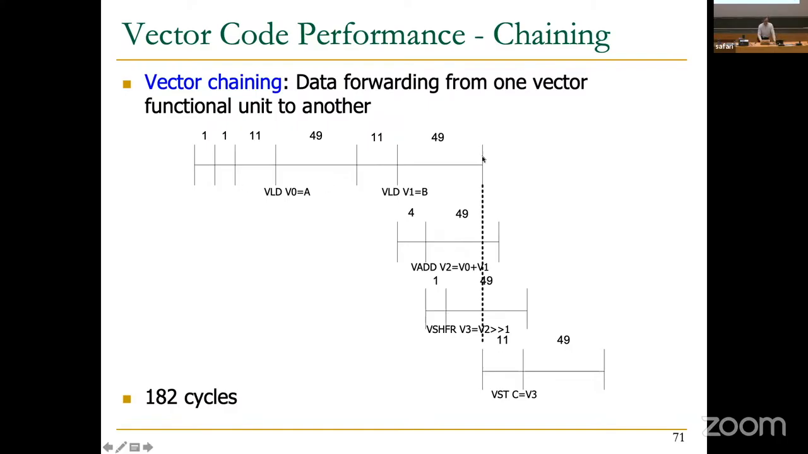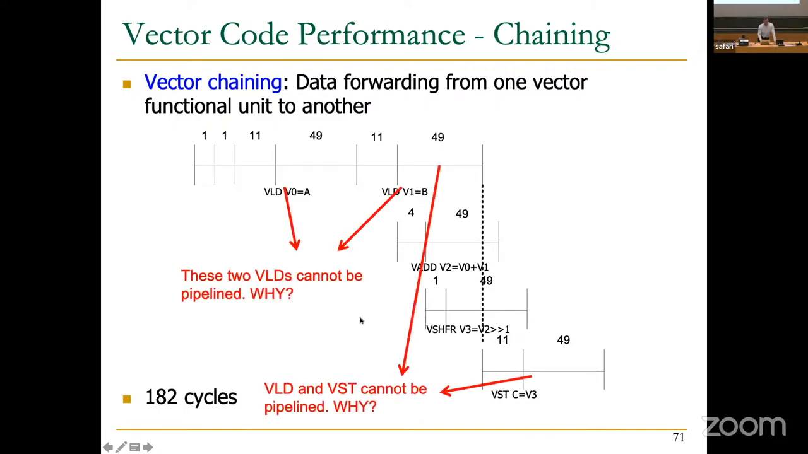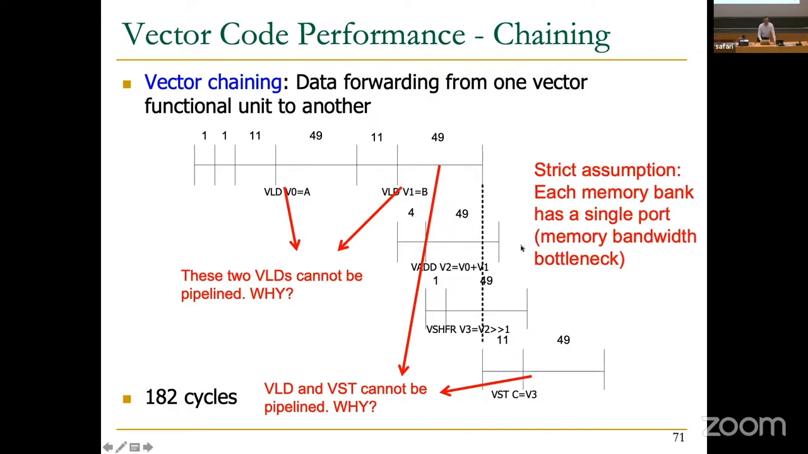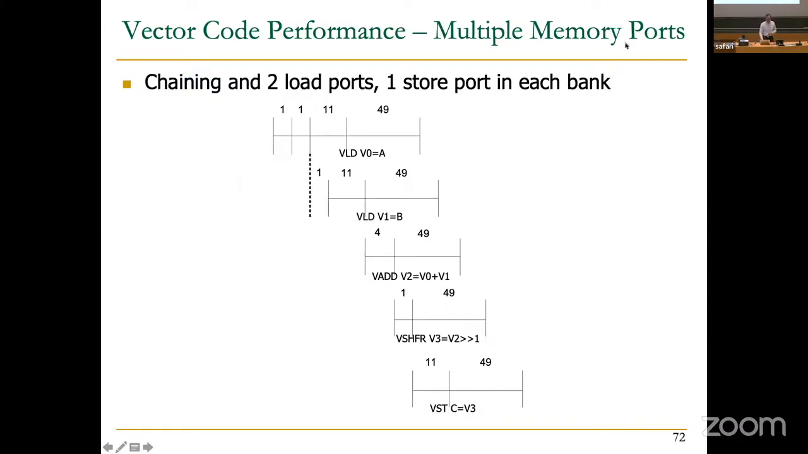So we could not parallelize this load and this load, and deficiencies in our memory system actually caused us to wait in the store. So these two loads cannot be pipelined, and this load and store cannot be pipelined. Essentially, we don't have enough ports in the memory system for this. Basically, each memory bank has a single port. That was our strict assumption. And this led to the memory bandwidth bottleneck. And we assume that this port is shared by read and write. So we're going to assume now 2 load ports and 1 store port in each bank, more expensive memory system. And this will enable us perfect pipelining right now.